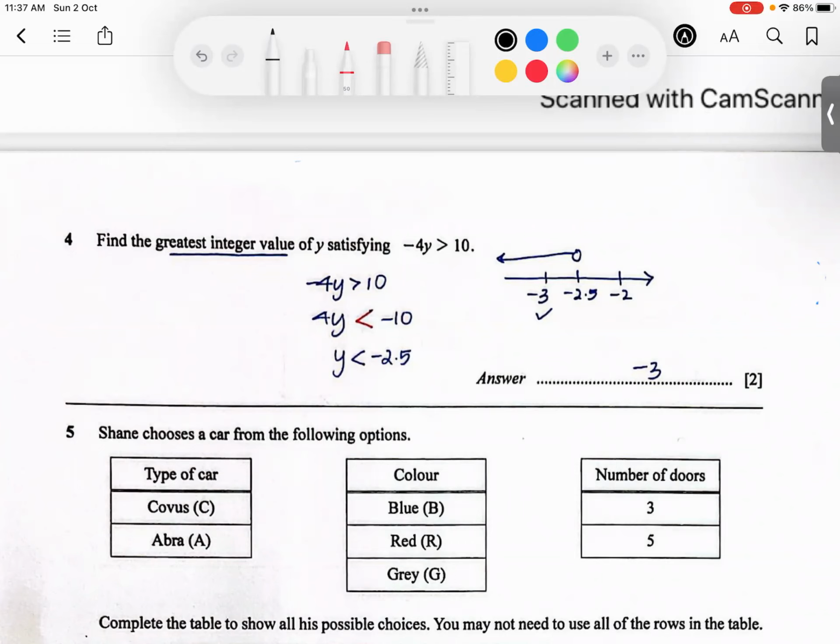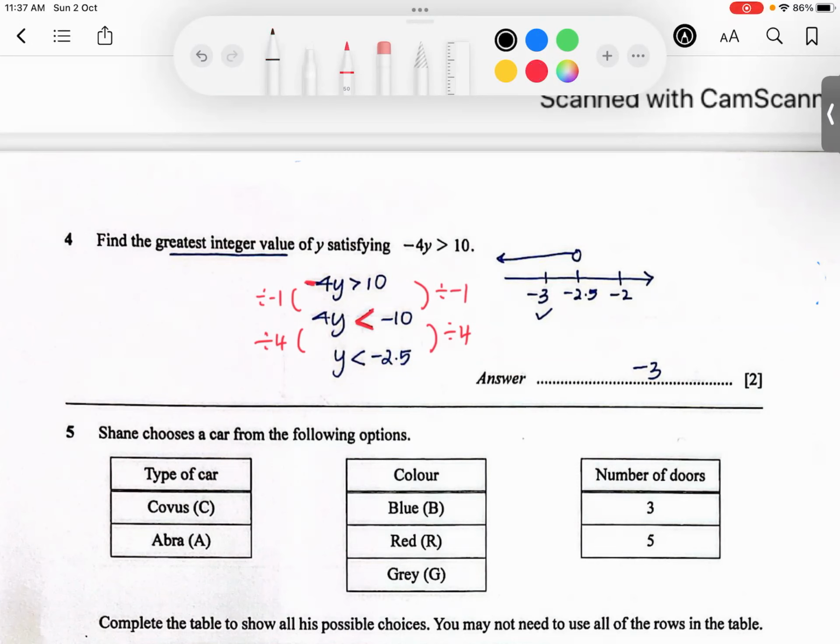Then what happens if I divide or multiply with a negative number? When I divide or multiply with a negative number, my inequality sign will change direction. So in this case, if I want to get rid of the negative for the 4y over here, to bring it over to the other side, what will happen if I'm dividing by a negative number? My inequality sign will change. And then I divide by 4, then the sign does not change. So if I divide or multiply by any negative number, the direction of the inequality sign will change.